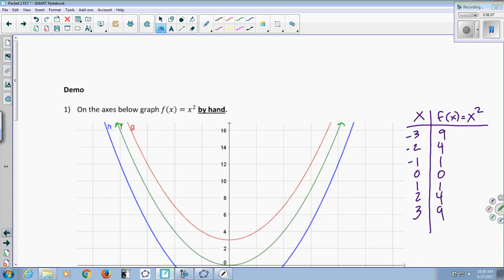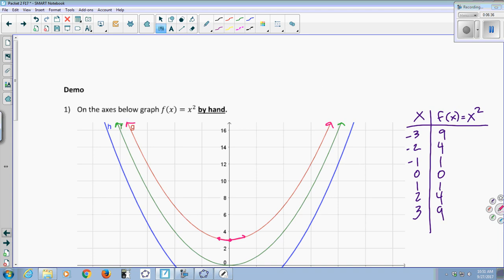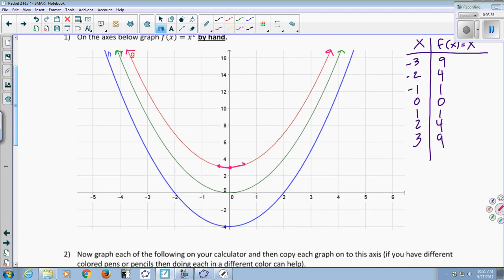And then g, that's my red graph. It also has a domain of -infinity to infinity, because those go left and right forever. Its range, the y value is where it lives, starts at 3 and then goes up forever. So 3 to infinity. And then h, which is my blue graph, domain -infinity to infinity, range -4 to infinity.